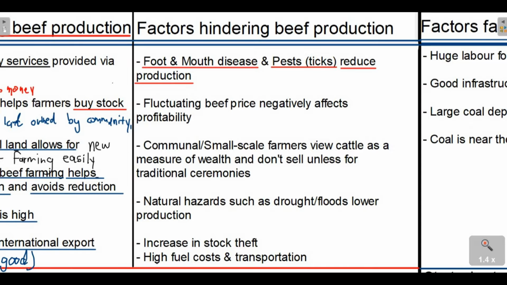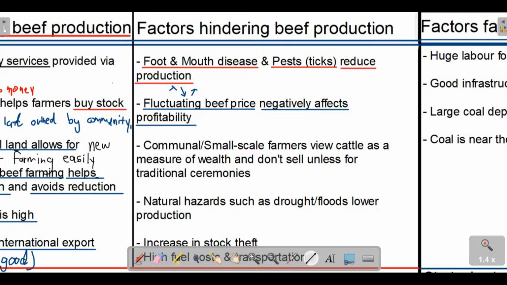Another problem is the fluctuating beef price. Okay, beef price is controlled by demand and supply, and so it can go up and it can go down. So the fluctuating, meaning going up and going down. It negatively affects profitability. Okay, and it's even difficult to plan for the future because you don't know how much beef will be selling in 5 years or so. So the beef price going up and down, that affects profitability.